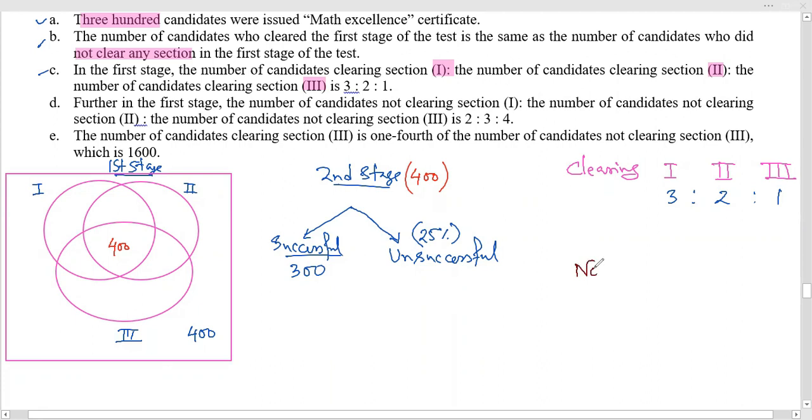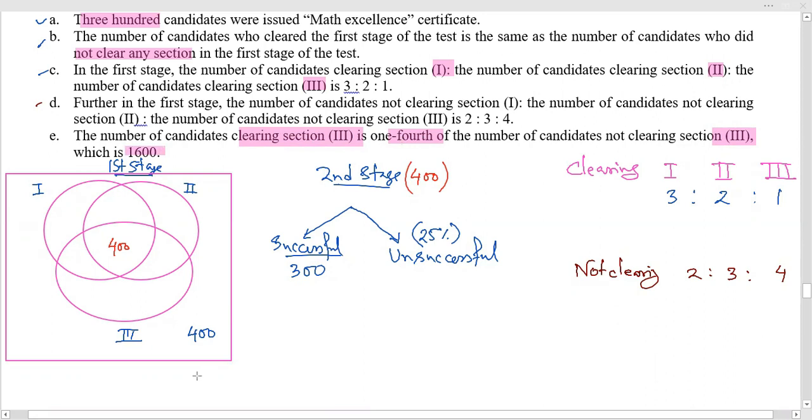Not clearing, not clearing 1 to 3 are in the ratio of 2 is to 3 is to 4. So these are the two sets of information it has given. Next, a very important statement it has given: the number of candidates clearing section 3 is 1/4 of the number of candidates not clearing section 3. And that is 1600.